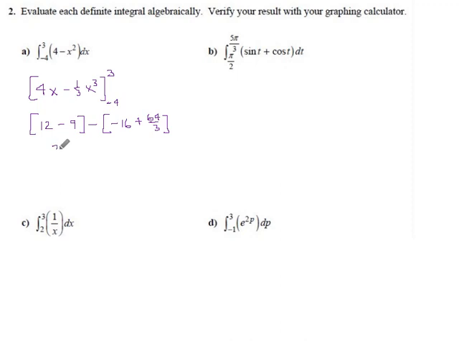12 take away 9 is 3. Negative times negative is plus 16. And negative here gives us negative 64 over 3. Common denominator: 3 is 9 over 3, 16 is 48 over 3, minus 64 over 3 is okay already. 9 plus 48 is 57. 57 take away 64 is negative 7 over 3.